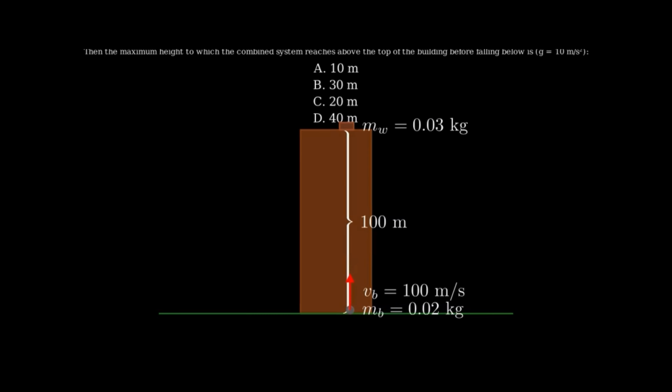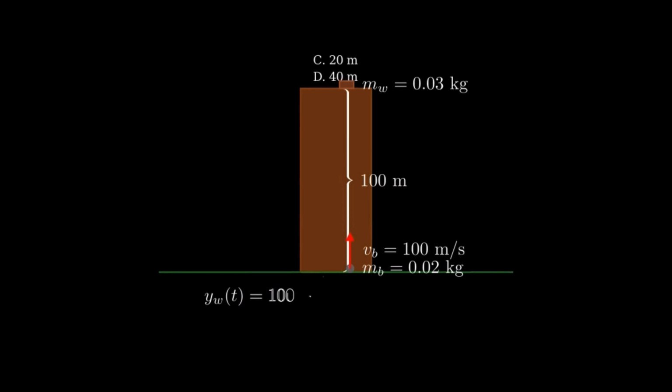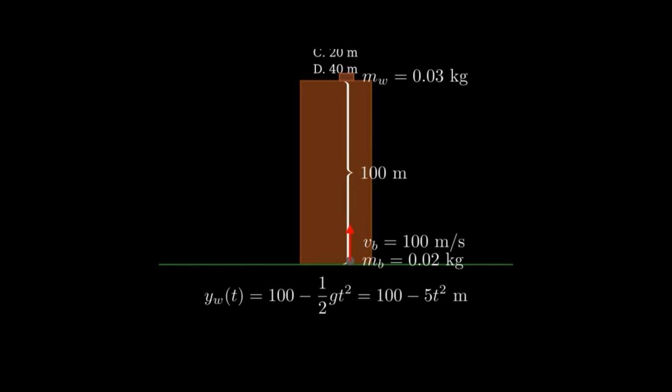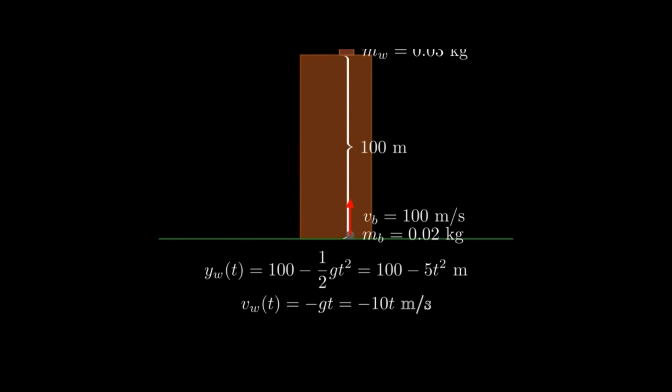First, we need to write down the equations of motion for both objects before they collide. For the wood, which is dropped from rest from a height of 100 meters, we can write the position as a function of time as y_w equals 100 minus 1/2 g t squared. Since g is 10 meters per second squared, this becomes 100 minus 5t squared. And the velocity of the wood as a function of time is v_w equals negative g times t, which is negative 10 times t.